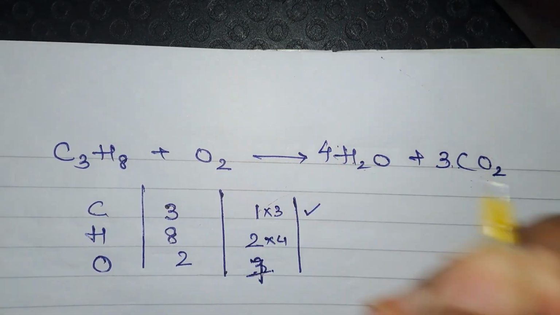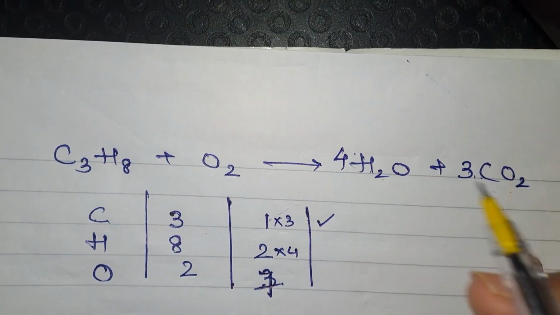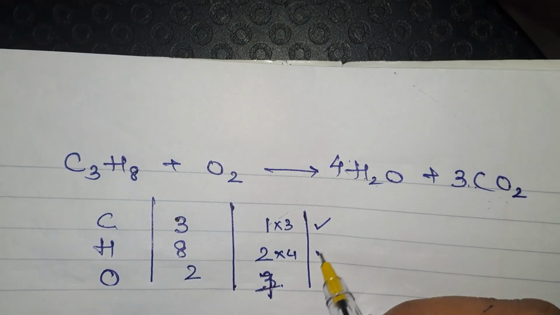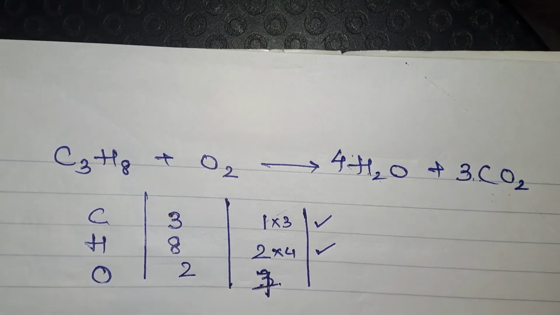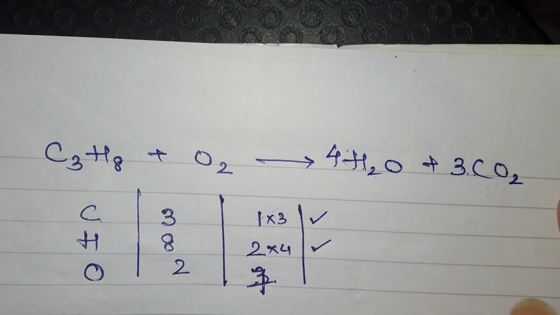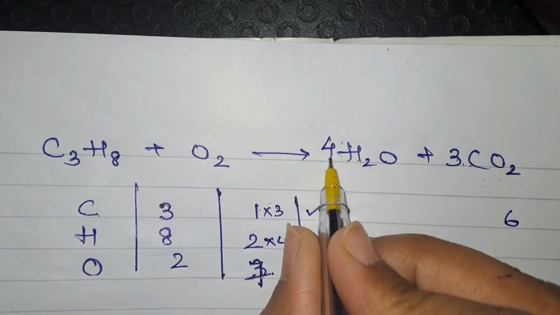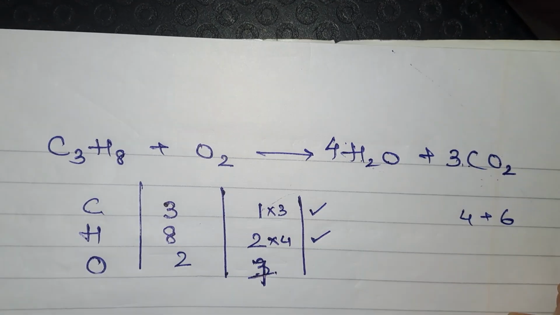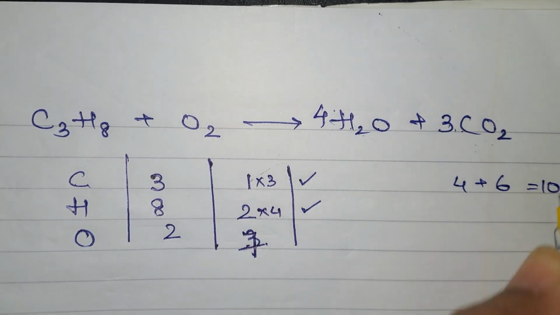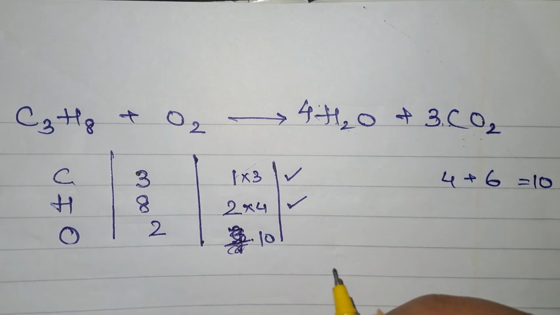Okay, so I have put a 4 in here. So 4 2s are 8. Hydrogens are balanced now, but again my oxygen has changed. What has happened to my oxygen? 2 3s are 6 oxygens on this side, and then 4 oxygens on this side. So total of how many oxygens do I have now? 10 oxygens. So I'll erase it and write 10 in here.